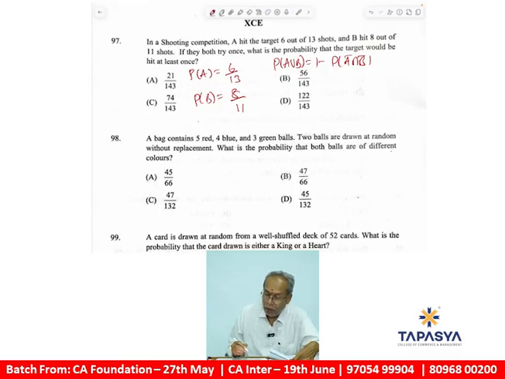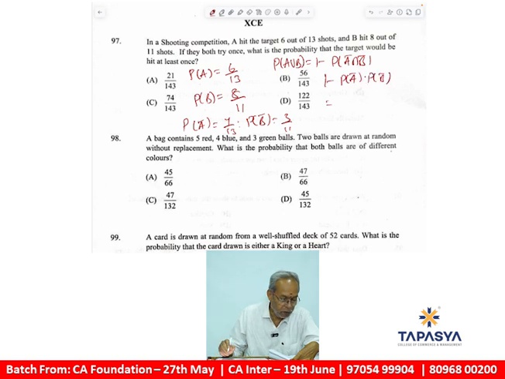Targeting in a shooting competition, A hitting and B hitting are purely independent of each other. Therefore, events A and B are independent. So P of A is 6 by 13, which means P of A bar will be 13 minus 6, that is 7 by 13. P of B bar is equal to 3 by 11. So this will be 1 minus P of A bar into P of B bar. Substituting the values, we will get 122 by 143. The right answer is D.